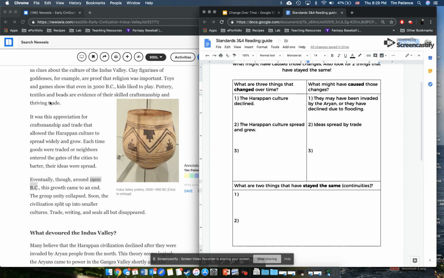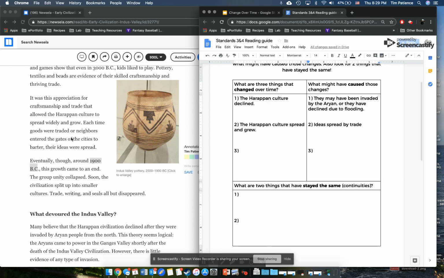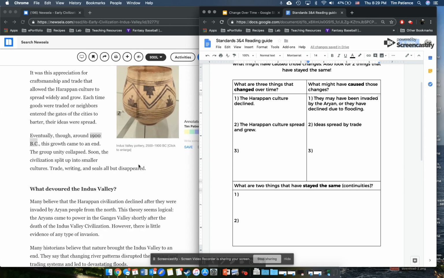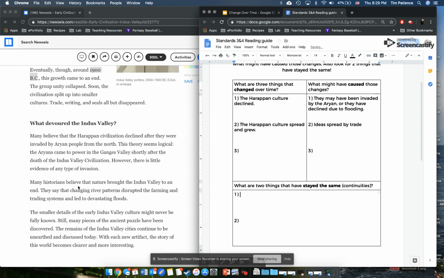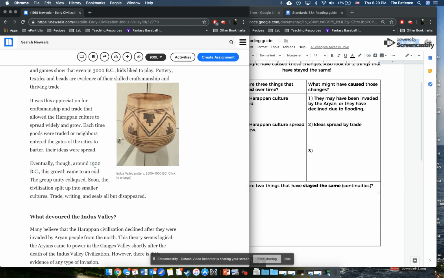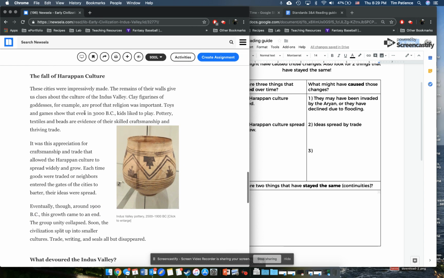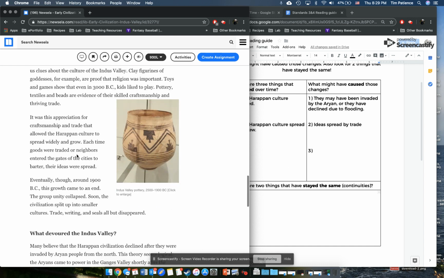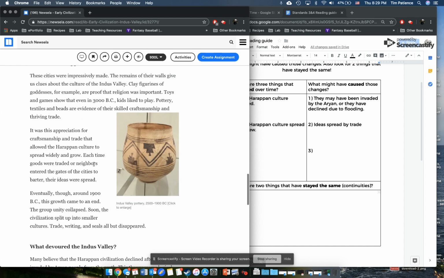Okay. So this excerpt's kind of short, so I don't know that I really even have 3 changes for you for this kind of short section. Normally, you'd be working with a little bit longer reading. But I do also want to model what it would look like to find something that stayed the same. Now, this is a little bit harder with this one because the civilization ended. They stopped existing, right? But there are some things that do stay the same.